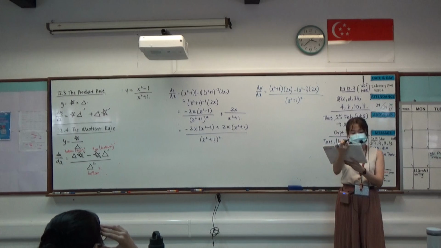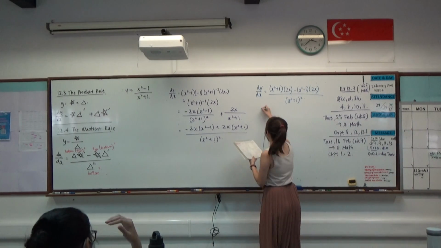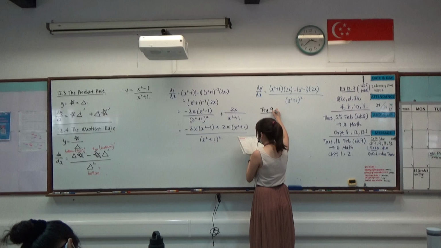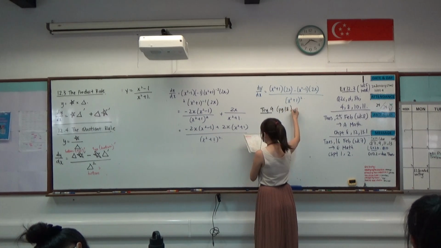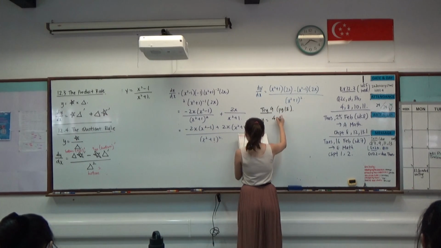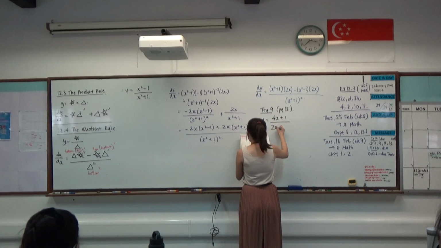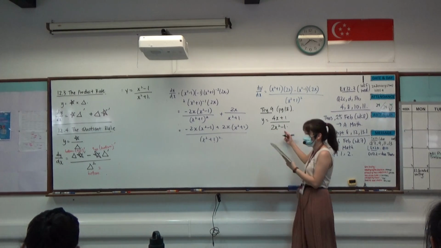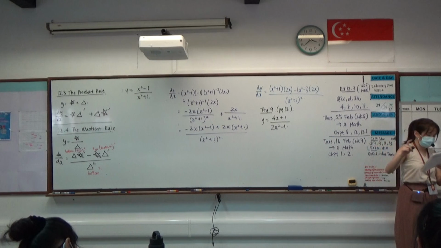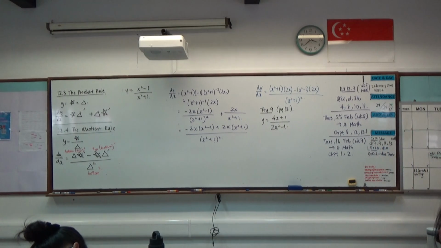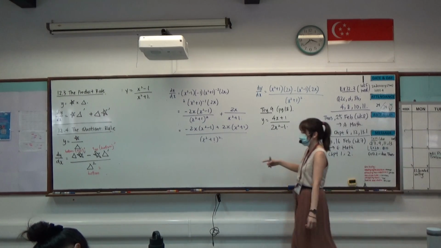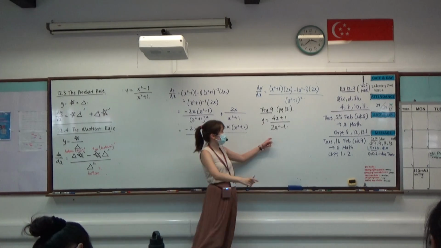Okay, so let's look at some example. Let's look at try 9, page 18. We want to differentiate this with respect to x. I want you to give it a try. Use the quotient rule to differentiate this one.